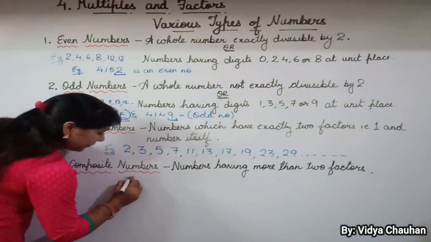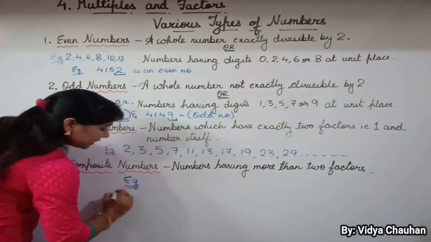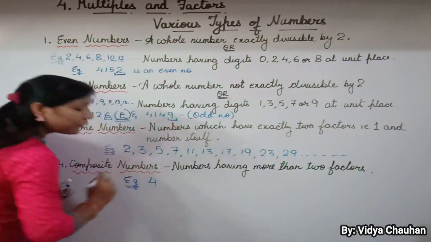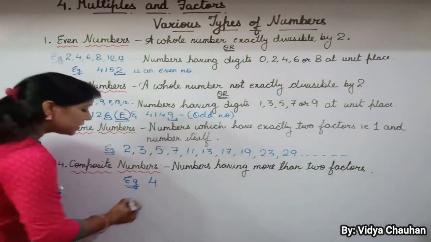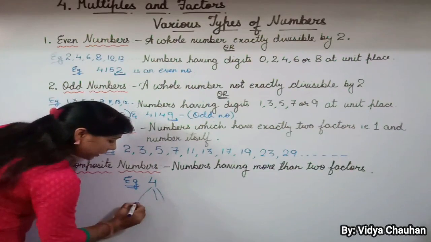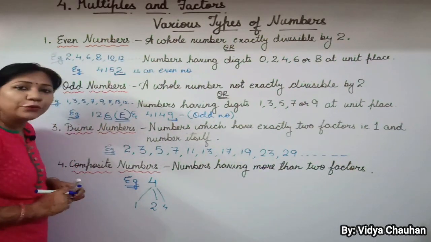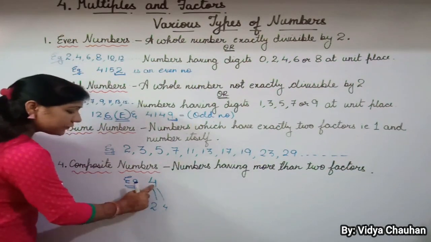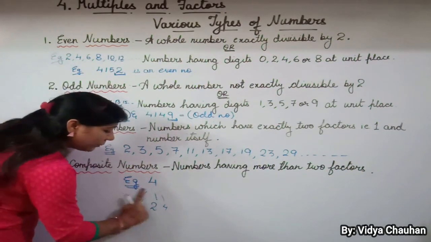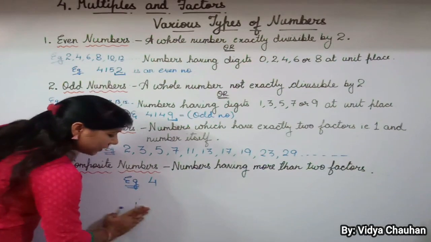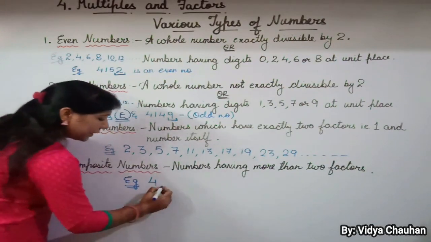For example, the first number which is composite is 4. And what are the factors of 4? 4 comes in the table of 1, it comes in the table of 2 and it comes in the table of 4. So there are 3 factors for 4. So what type of number is this? This is a composite number.